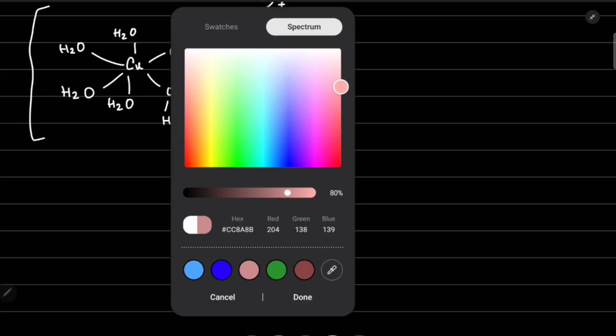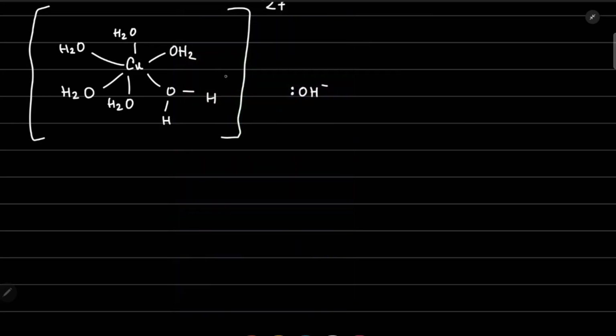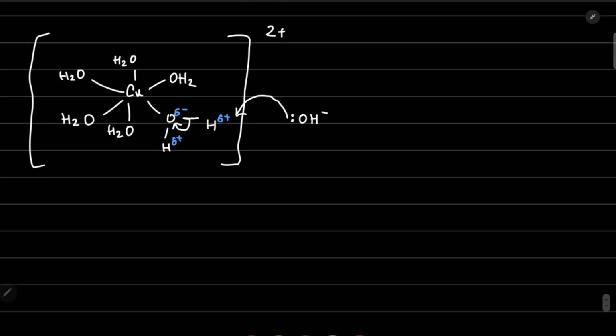Now we know that this hydrogen will be electropositive due to the fact that the oxygen is electronegative. Now the lone pair of OH minus will attack this electron deficient area around hydrogen. This will cause the OH bond to break heterolytically with the electrons going to oxygen. So this goes into being Cu(H2O)5(OH). The other ones are unchanged.